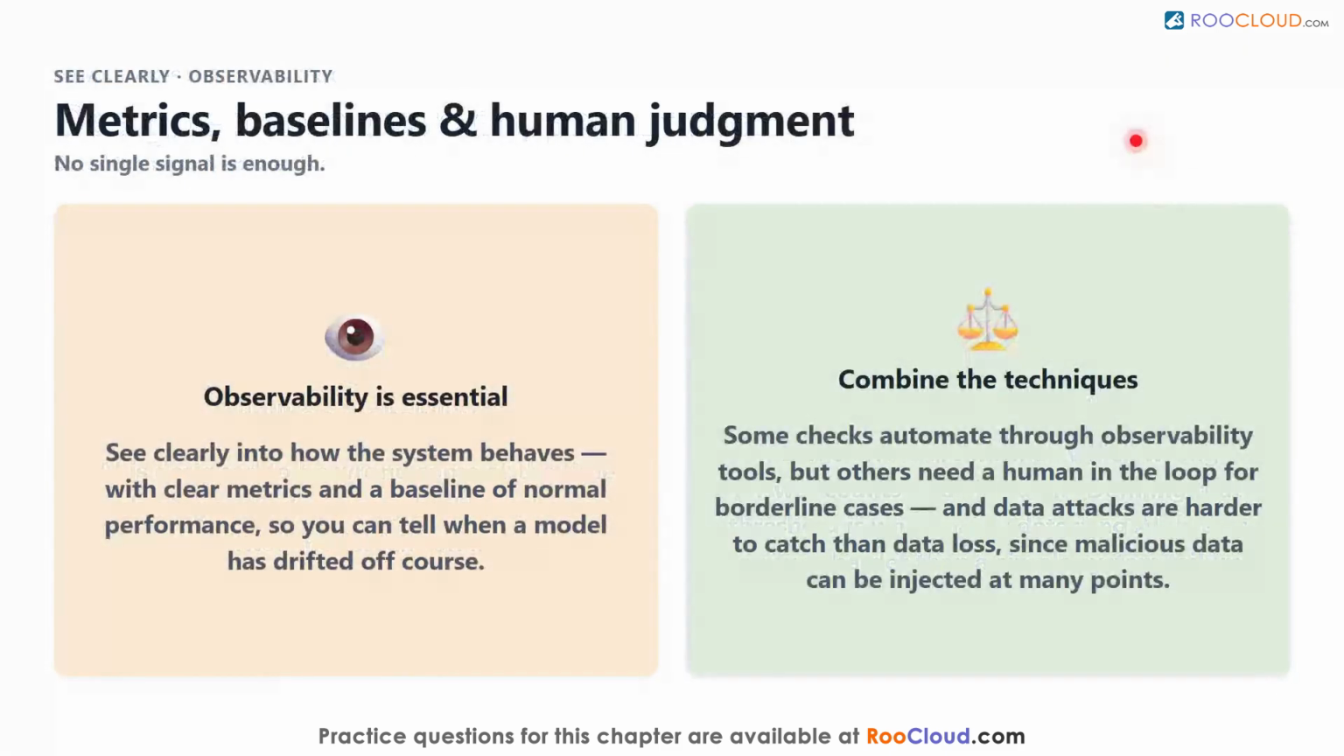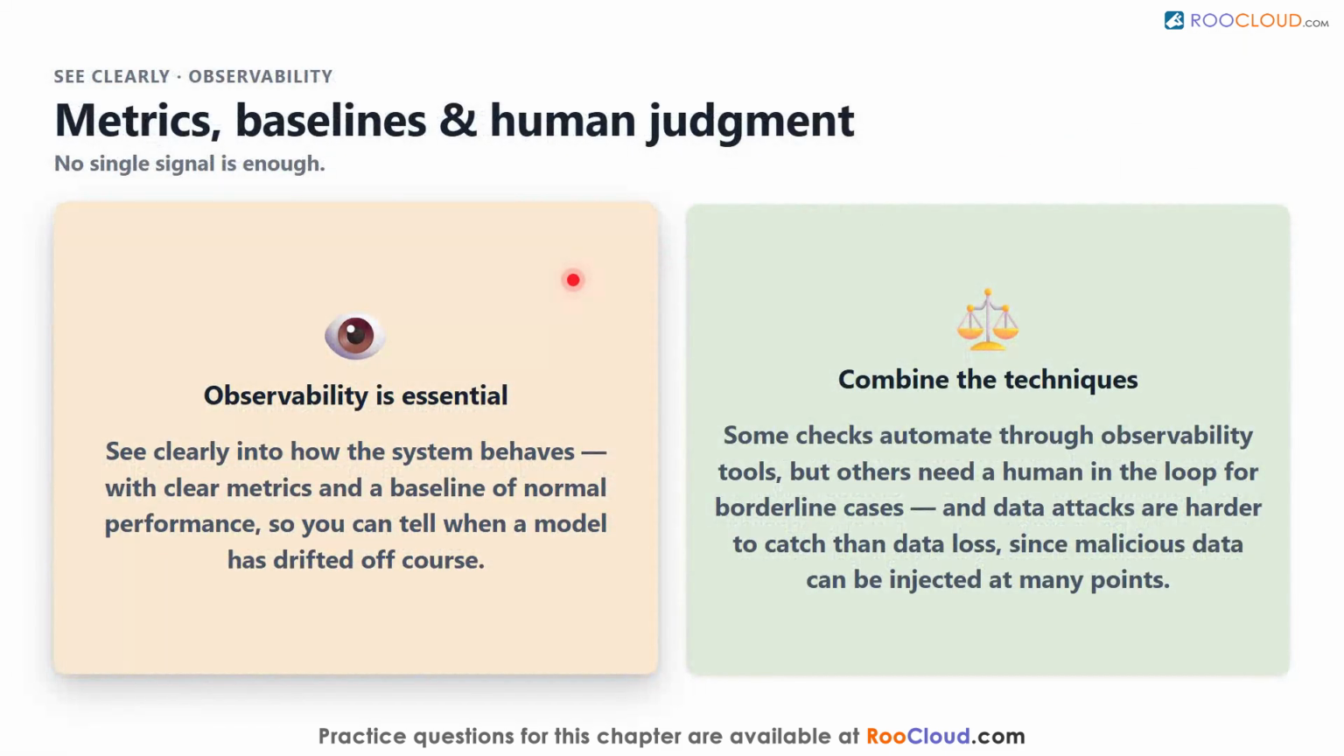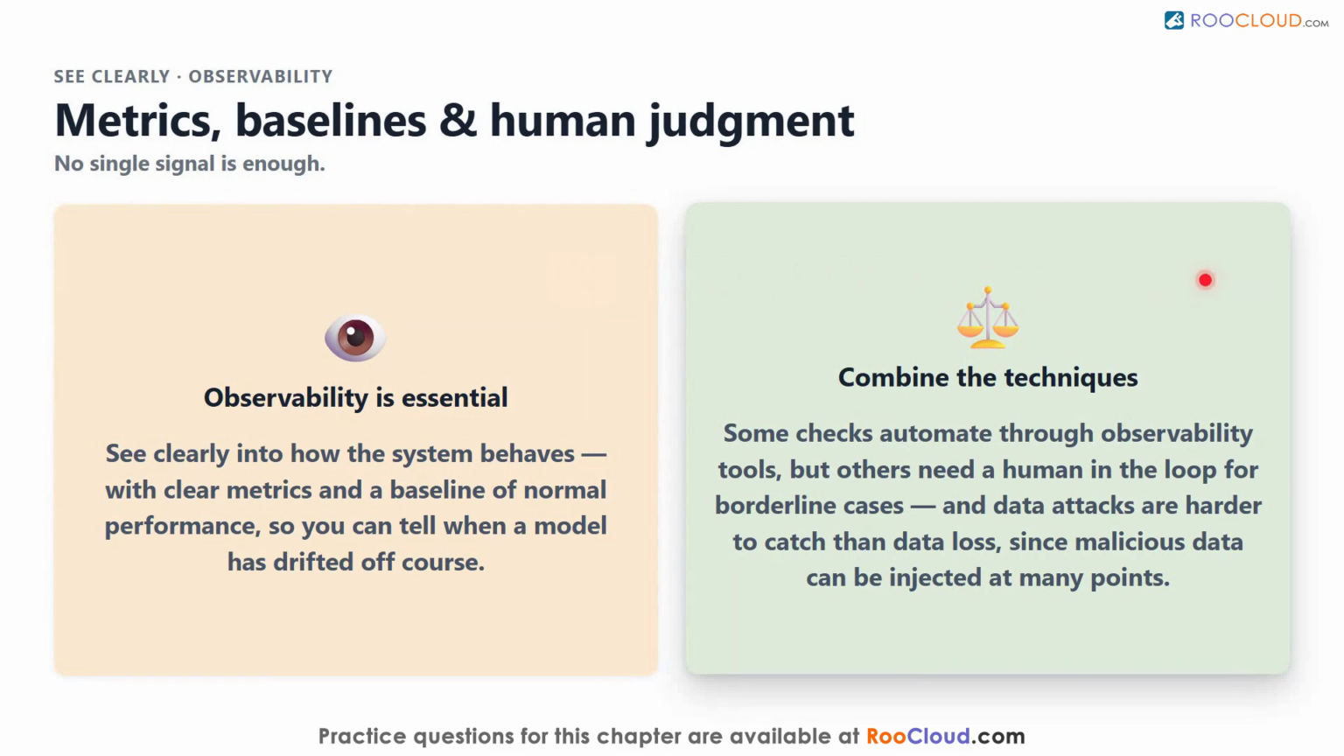Because outputs are probabilistic, observability becomes essential, meaning the ability to see clearly into how the system is behaving. The organization needs clear metrics and a baseline of normal performance, so it can tell when a model has drifted off course. No single signal is enough, so a combination of techniques is needed. Some checks can be automated through observability tools, but others need a human in the loop to judge the subjective, borderline cases that no tool can settle on its own.